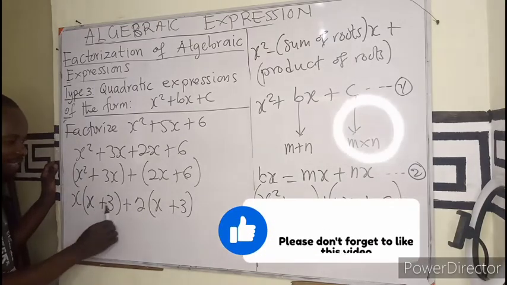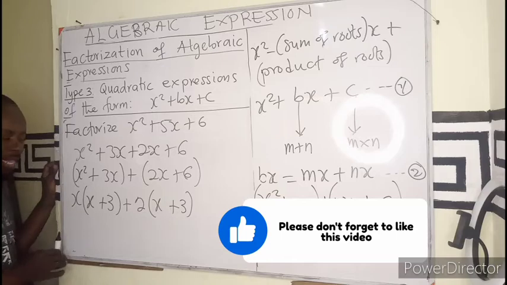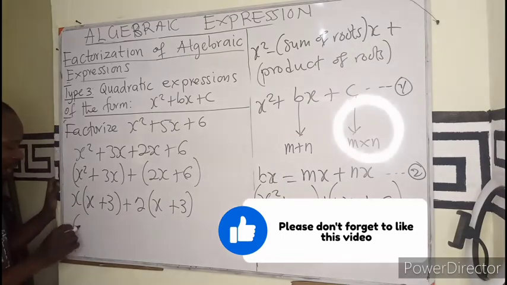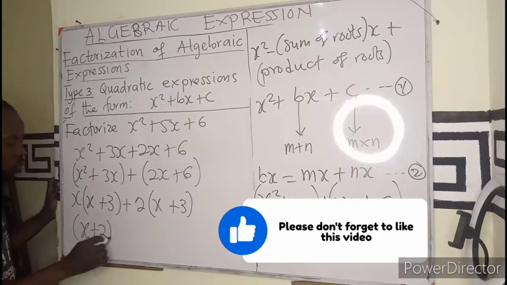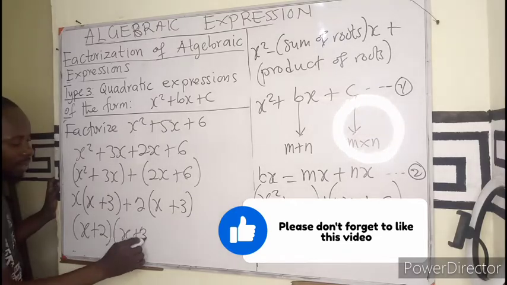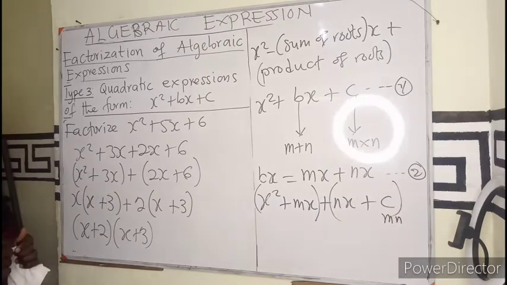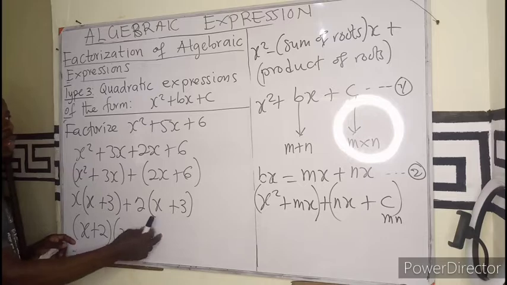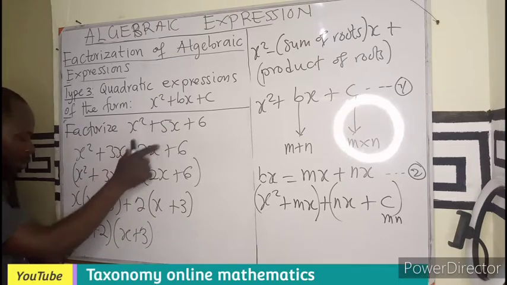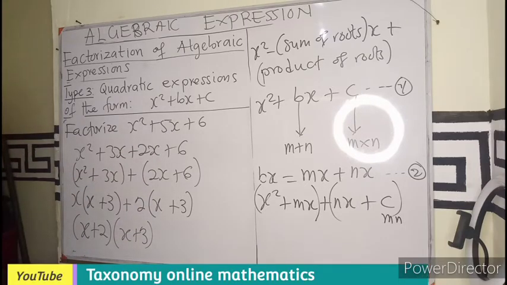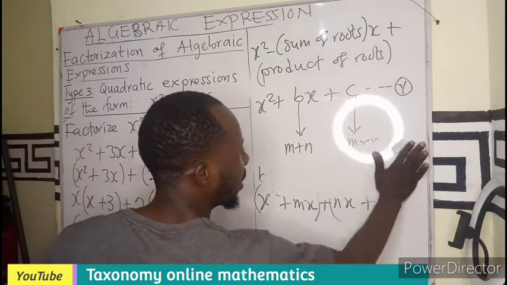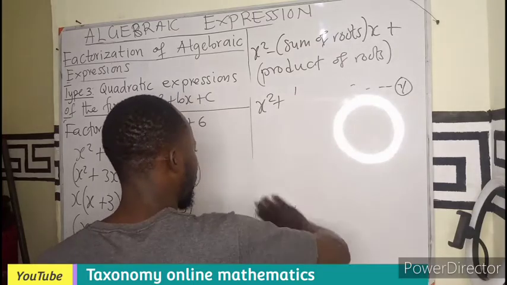Check and see whether the bracket is the same. We have similar brackets. So we take the terms outside the bracket, x plus 2, and one of the brackets, x plus 3. So our final answer, if you are to factorize this, will be bracket x plus 2 into bracket x plus 3. I believe you get the concept. Alright, so if that is clear, let's see how we can solve this.